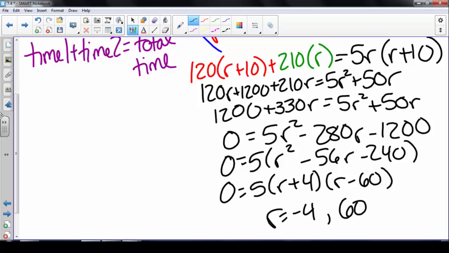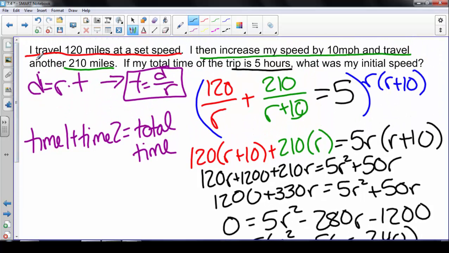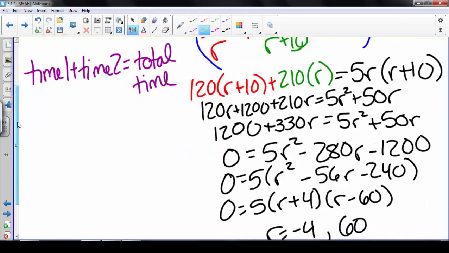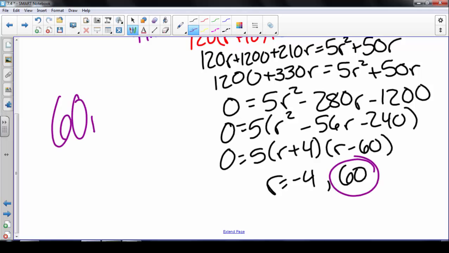So we get that r is -4 or 60. So let's go back to our original equation, and we're talking about initial speed. So if we look at our answers, the -4 doesn't make sense because you can't go -4 miles per hour. So the answer is this 60. And on a test, I do expect you to put the units back with it. Tell me which one is the answer and make sure I can tell which one you think is the answer, because it's not both of these.